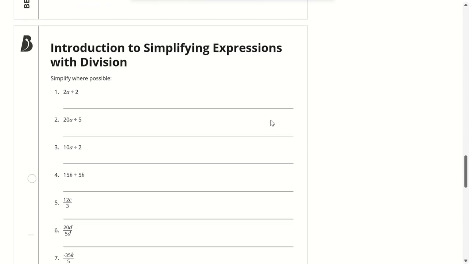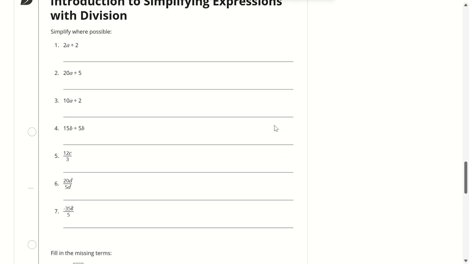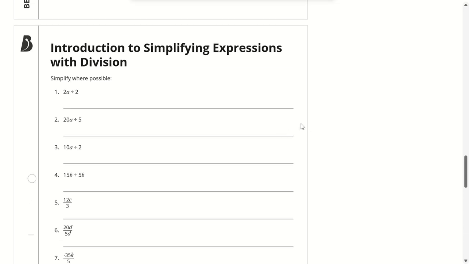Introduction to simplifying expressions with division, we're going to have a look at now. So I encourage you to write them as a fraction. 2a divided by 2. Okay, that's equal to, well, the 2's cancel out. 2 divided by 2 is just 1. And we're just left with a.